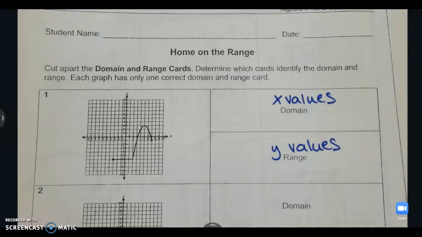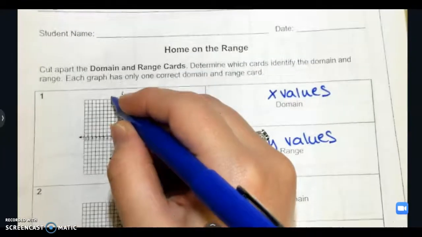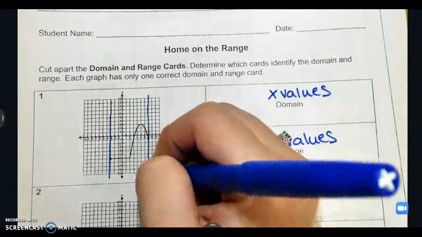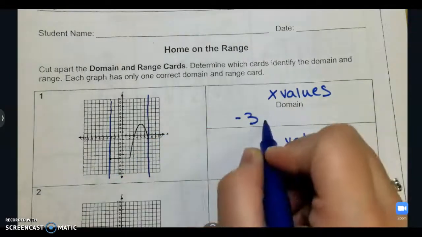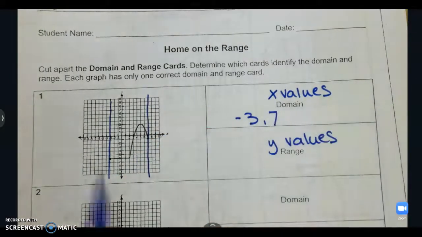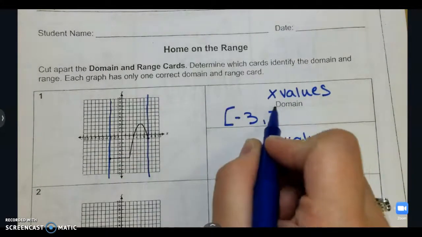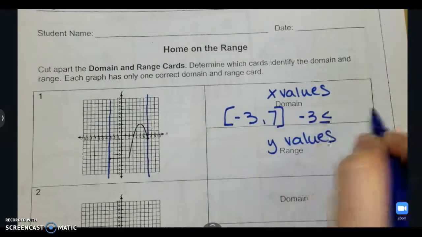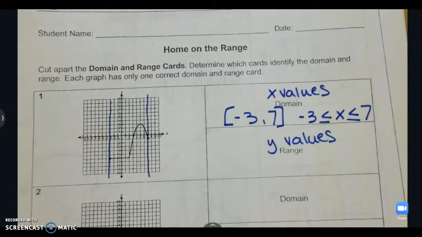So first, looking at number 1, let's talk about our x values. We have x values from here to here, and that's at the points -3 and +7. Now we have closed circles at both of those points, so I'm going to be using brackets. And if I was going to write that in inequality notation, I would use my greater than or equal to and less than or equal to.